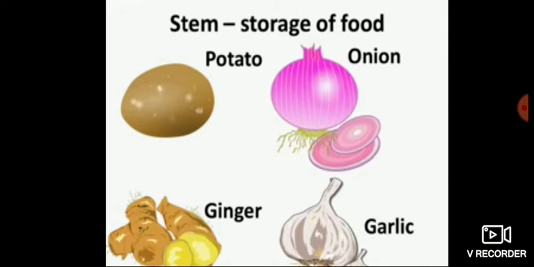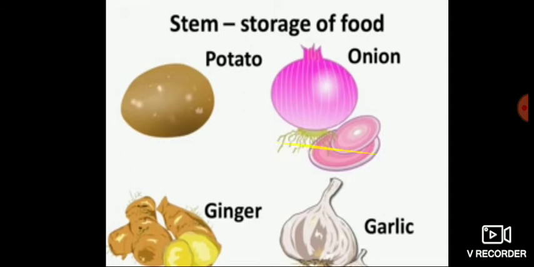So you can see here the picture of potato, onion, ginger, garlic. The entire stem remains underground. Only leaves and flowers are seen above the ground. The underground stem stores food. As it is present below the ground, it looks like a root. It is a stem as it has nodes, internodes and scale leaves.